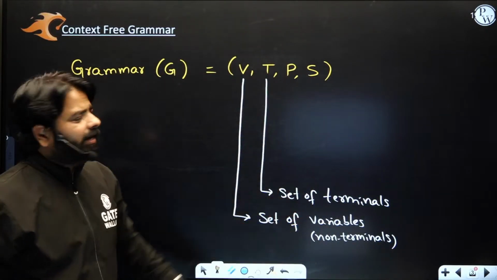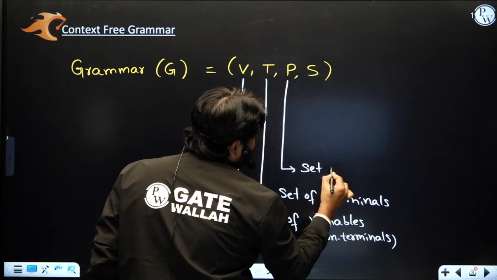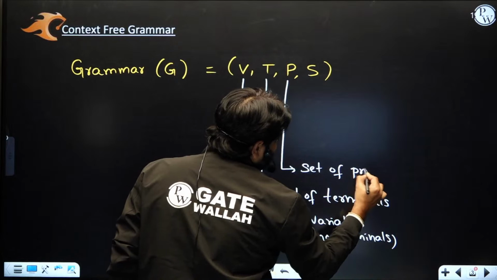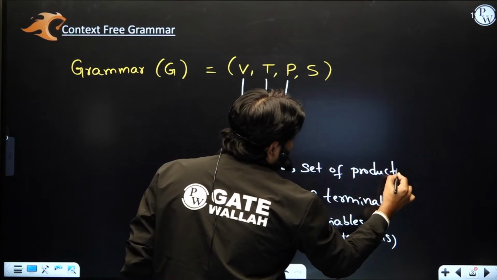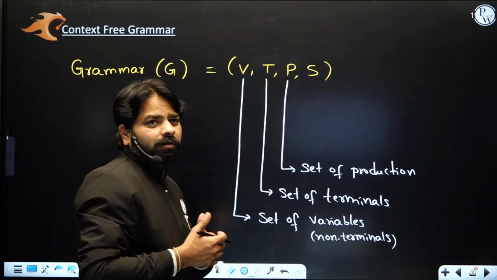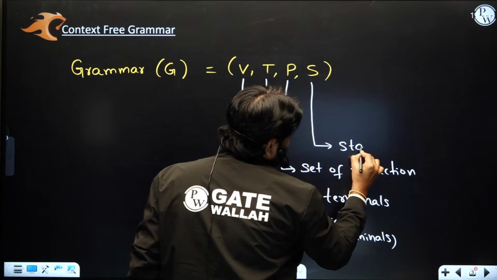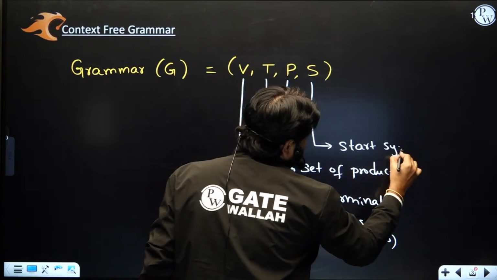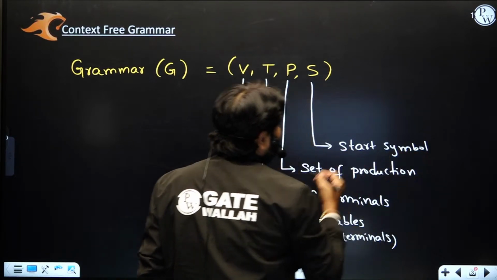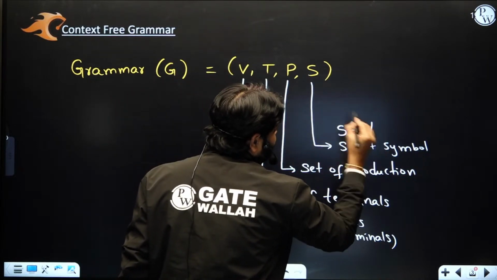We know this, right? Now P represents the set of rules, the productions. Each production in P has a restriction that depends on the type of grammar. And S represents the start symbol. We know this start symbol belongs to V only, right? S belongs to V.